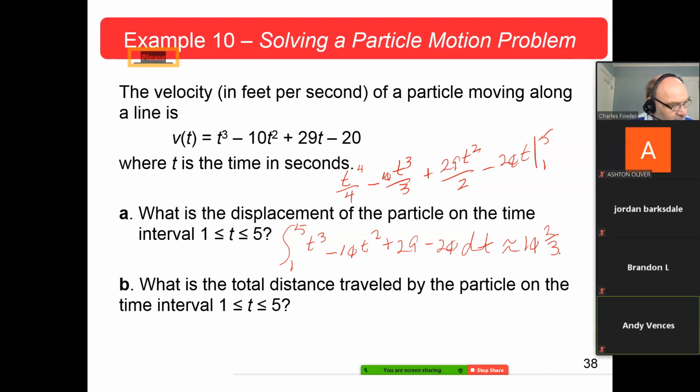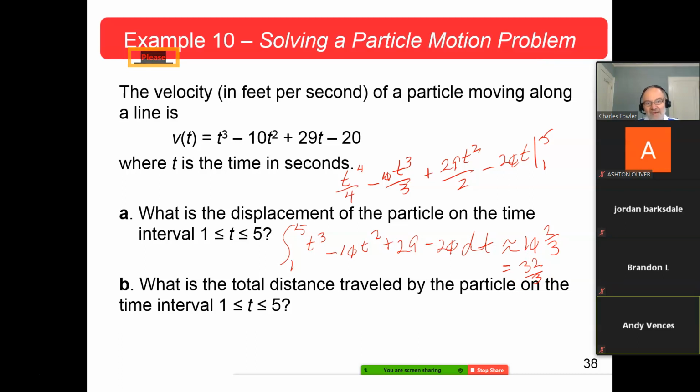I'm sure they didn't put it in the book. Well, they did 32/3, which is exactly what they did. Okay, so that came out 32/3. Yeah, that's what I got.